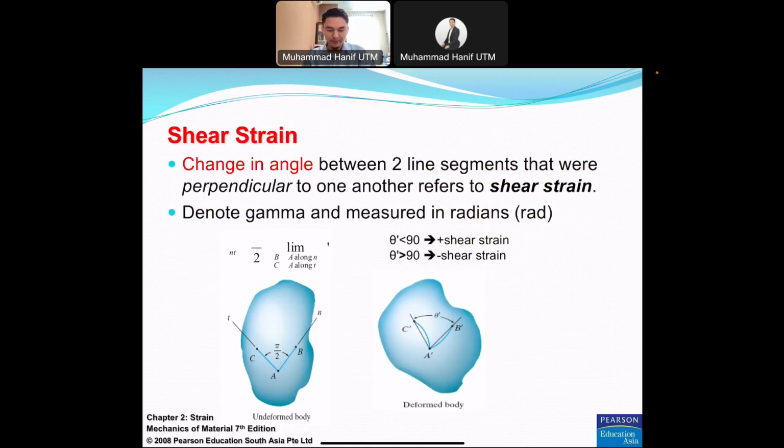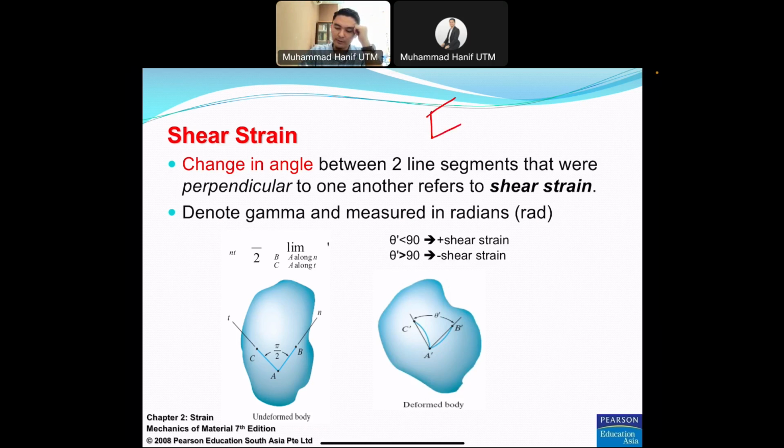So we move to the next one, which is shear strain. Normal is N, shear is T, tangent. So what is shear? Let me do it quickly. Shear is a change in angle, because in real life situations, in 2D, there are two different directions.